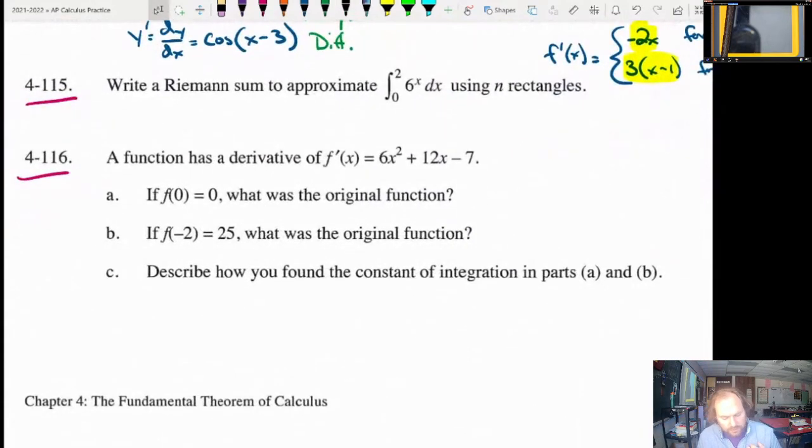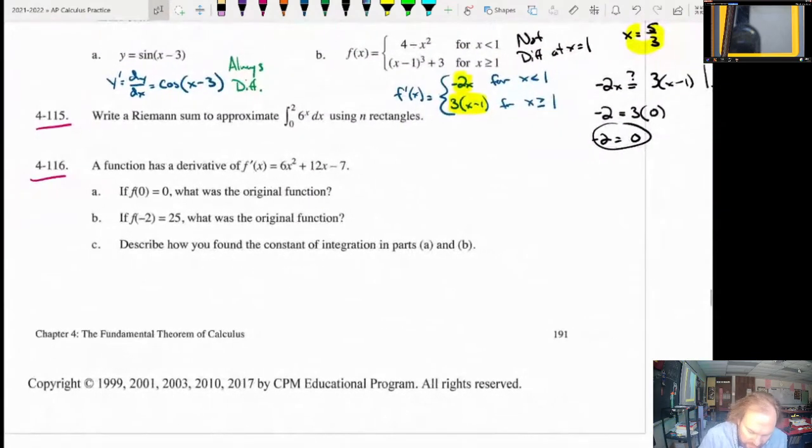For 115, we're going to write a Riemann sum to approximate the integral from 0 to 2 of 6 to the x power dx using n rectangles. This is a concept we did on that circuit training I left for you, and I had my gallbladder taken out.